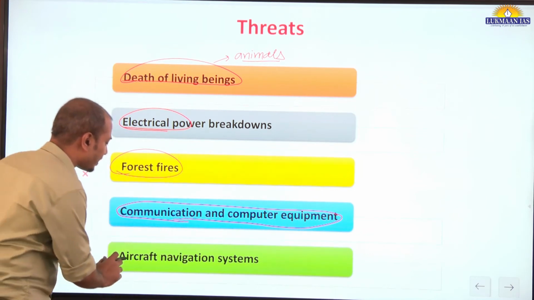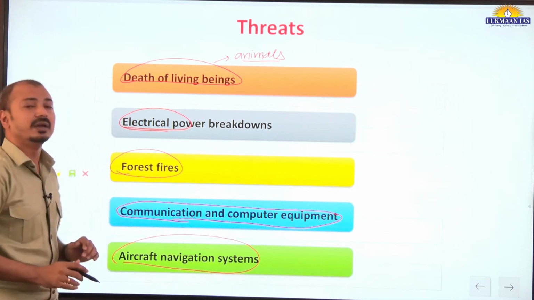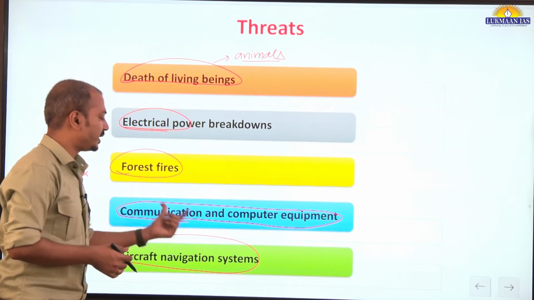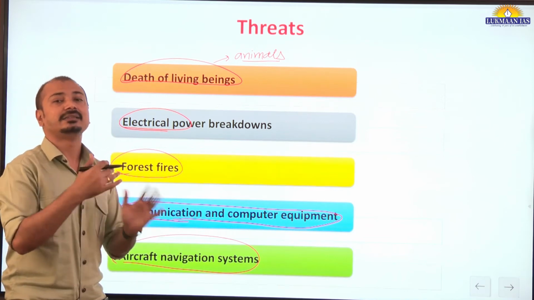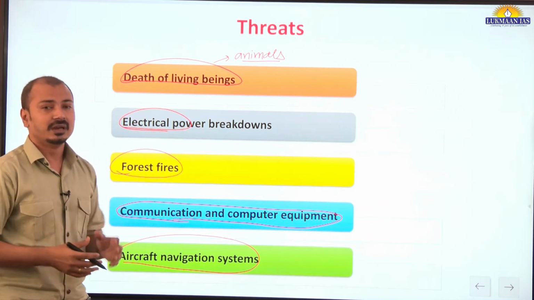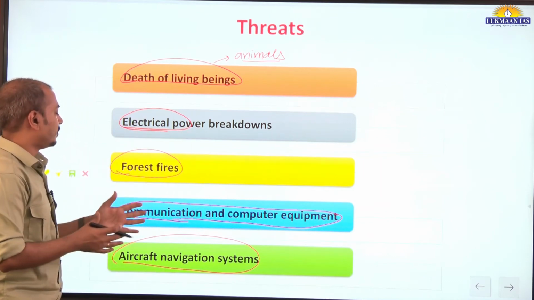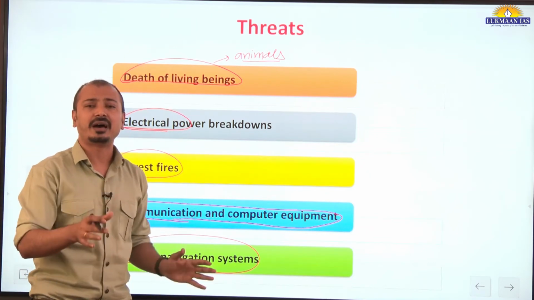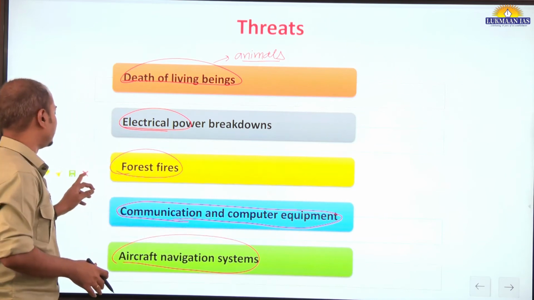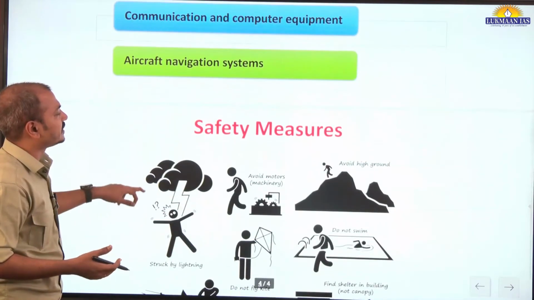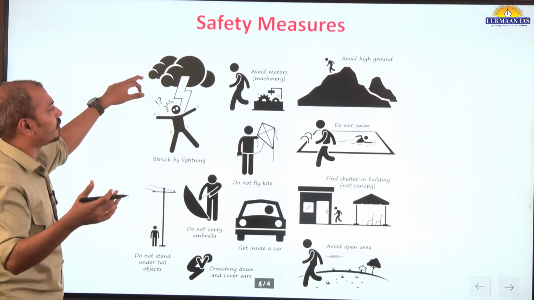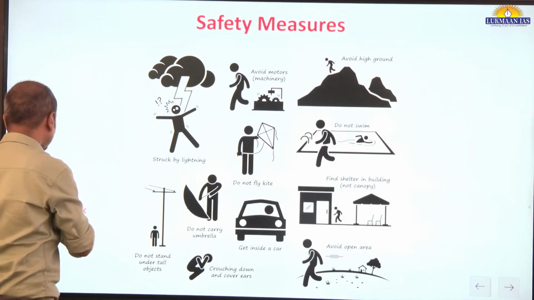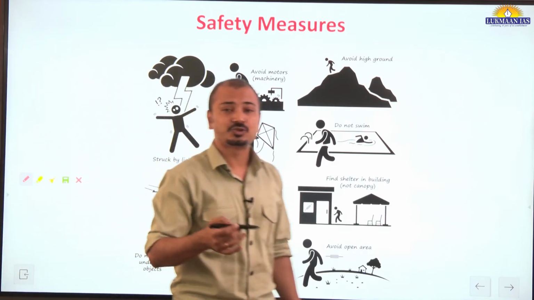At the same time, aircraft navigation systems are also affected when there is lightning, because the communication system is involved there and is continuously influenced by the current due to lightning. Okay, so these are the important points. Simply write these points directly in your answer, and that is sufficient. Now, in addition to this, in the end, as a way forward or in conclusion, simply write 2-3 points regarding safety measures that need to be taken.